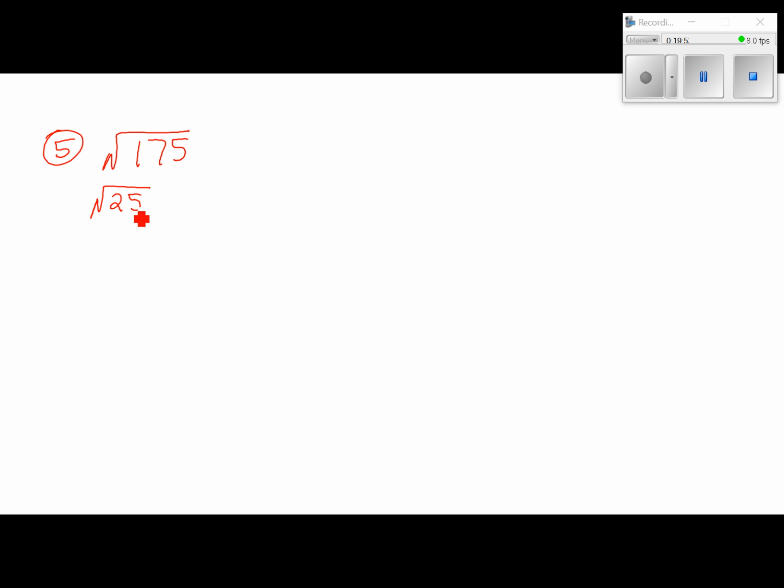Now that might not be the biggest one, but it'll help us to get it simplified down, just like with fractions. When you're reducing a fraction, you usually want to divide by the biggest number, because then you can take it down quicker. But if not, you can always divide it again. So 25, if I got $1.75, that means I got 7 quarters. So 7 times 25 is 175. Square root of 25 is 5. That comes out of the radical. 7 stays under the radical. That's your simplest answer. That's simple form.